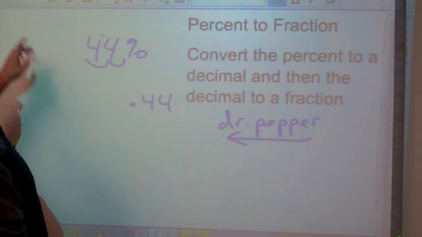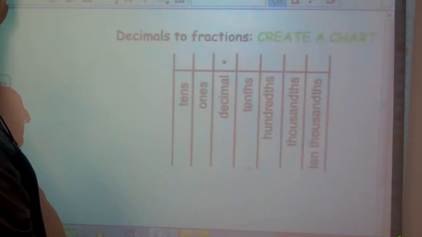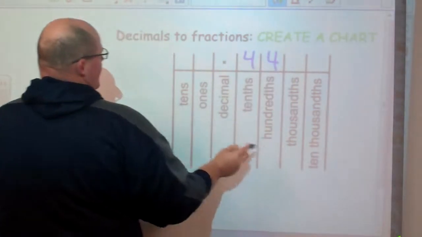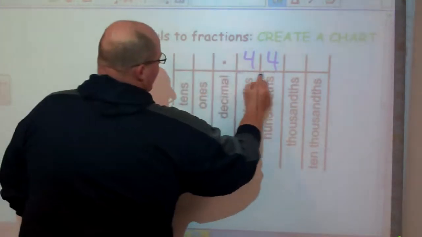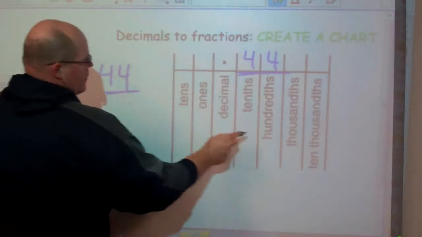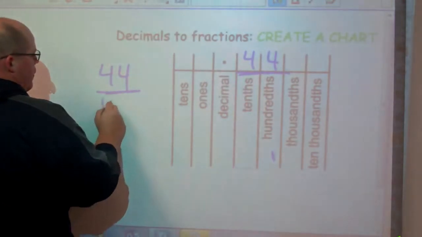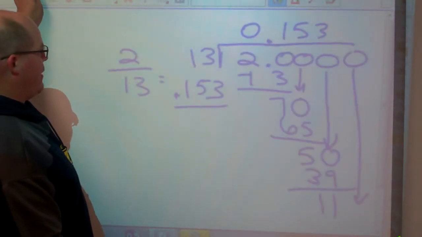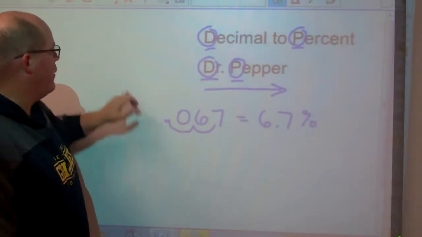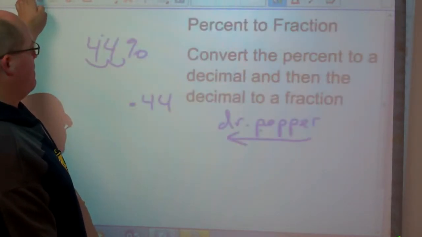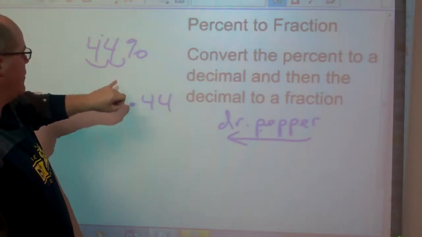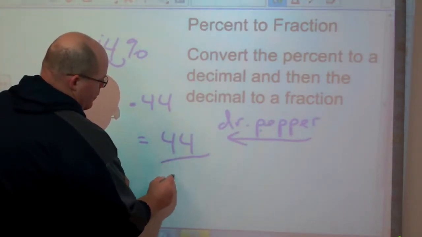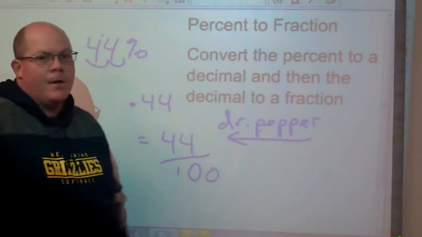Then I'm going to put that into my chart. Well, here's my chart, remember? 0.44. So I'm going to write 44. I'm going to put that as my fraction line. And it's in this column, so 44 100ths. And then we would simplify down. So 44%, 0.44, which would equal 44 100ths. And then you guys got it.